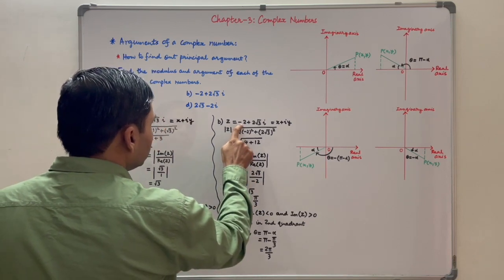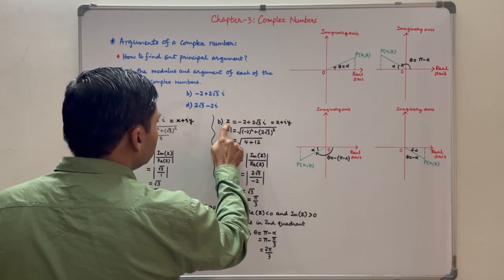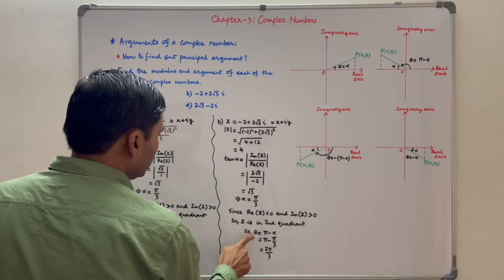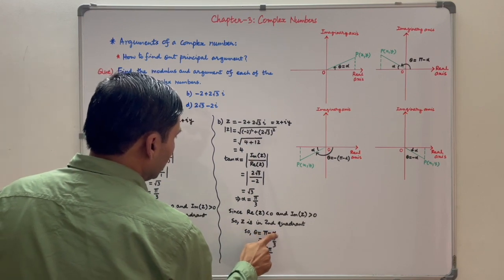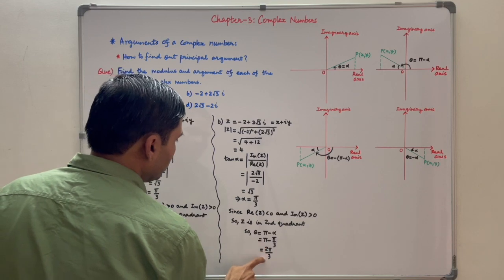Here real part is negative and imaginary part is positive. So z is in second quadrant. So theta is equal to pi minus alpha. Alpha is equal to pi by 3. So theta is equal to 2 pi by 3.